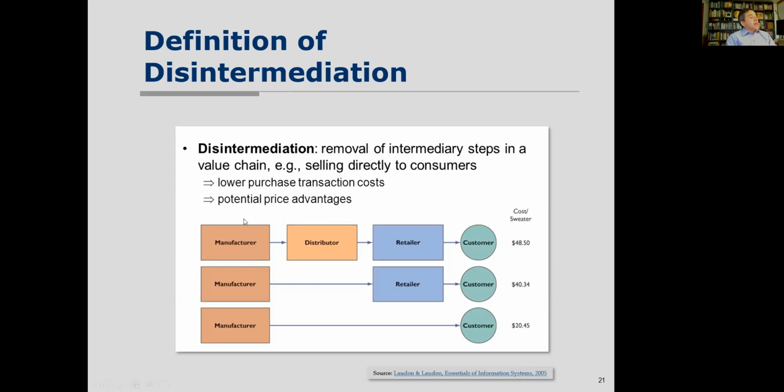So if you're a manufacturer of sweaters going to the customer and you have a distributor and a retailer, the price might be $48. If you go directly from the manufacturer to the customer, the cost is $20. And this is true disintermediation, taking out the intermediaries, as opposed to vertical integration, which is taking out the external intermediaries and doing those intermediate processes on your own.